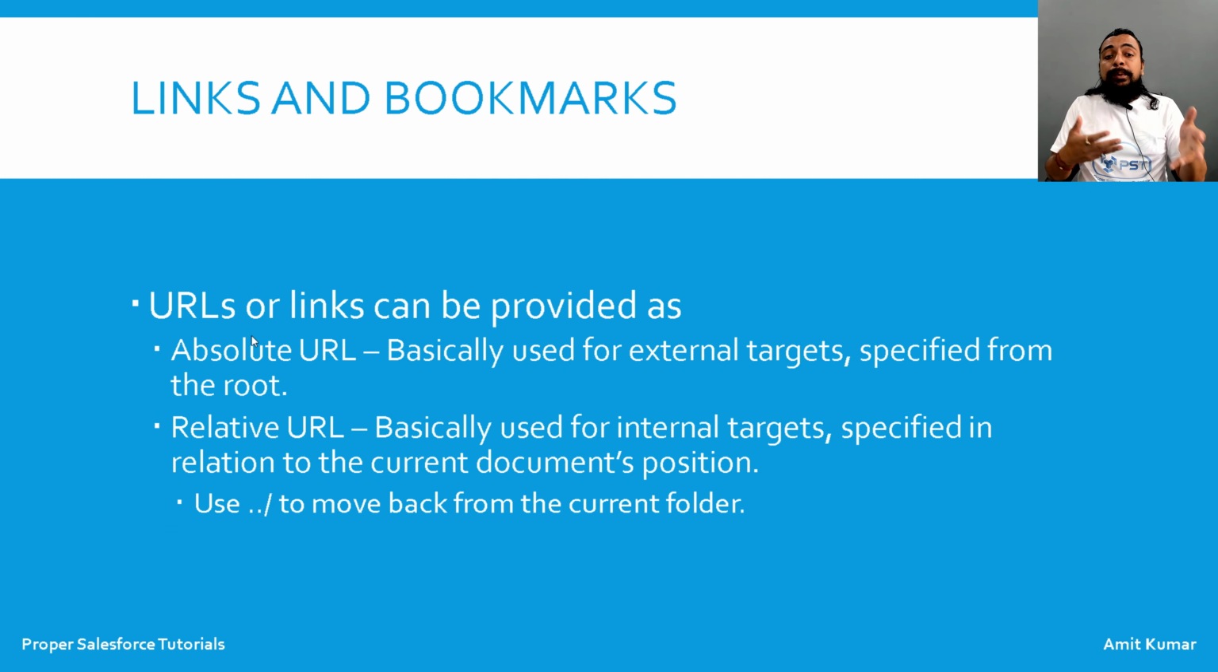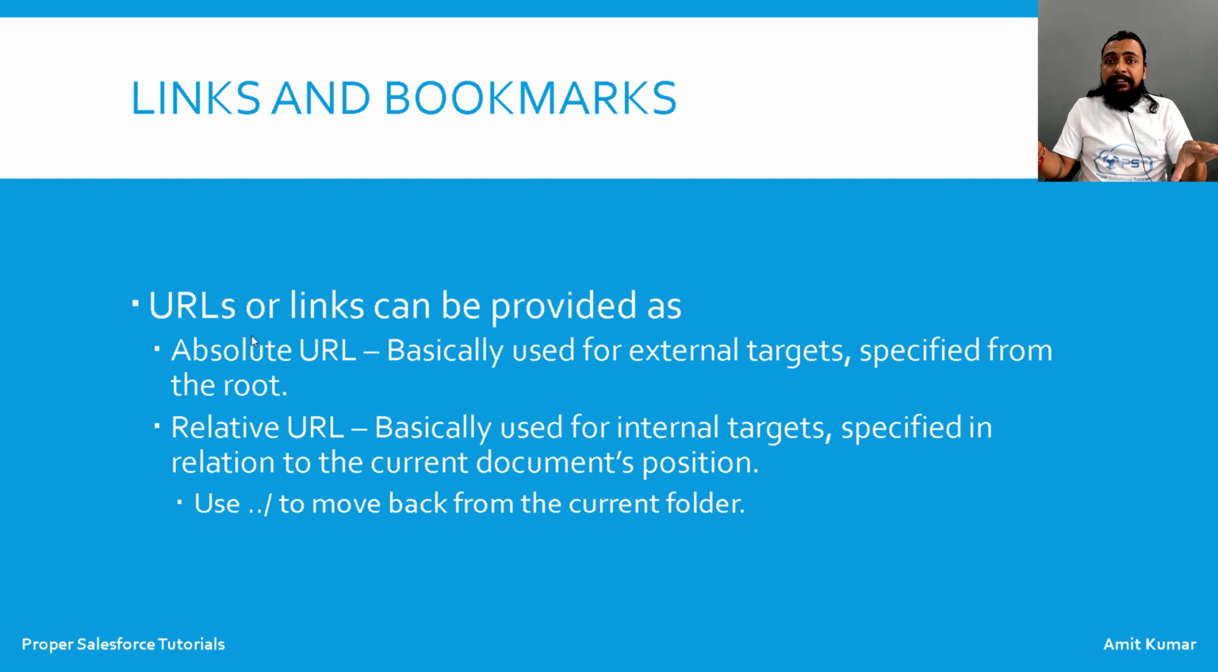Now when we specify URLs or links, these URLs are the value that we specify to the href attribute. We can specify the URLs in the form of an absolute URL or a relative URL. When we say absolute URL, it means that we are specifying the URL from the root address. It is basically used for external targets. So if we are building a website and we are targeting some page which is not part of our own website, which belongs to some other website, that time we use an absolute URL and we specify the whole address itself.